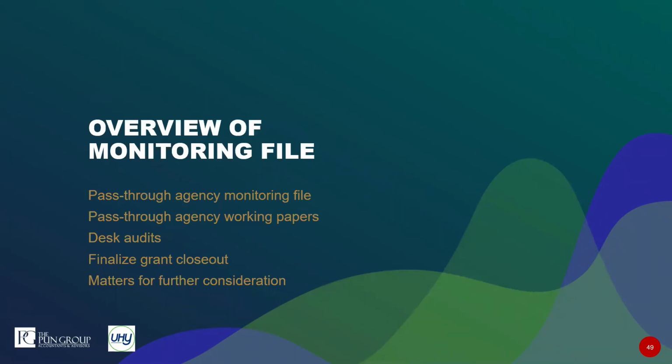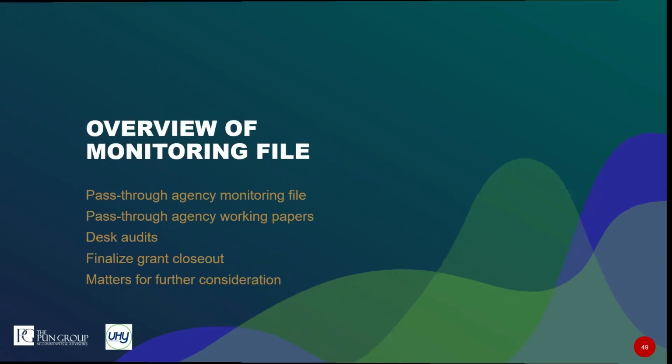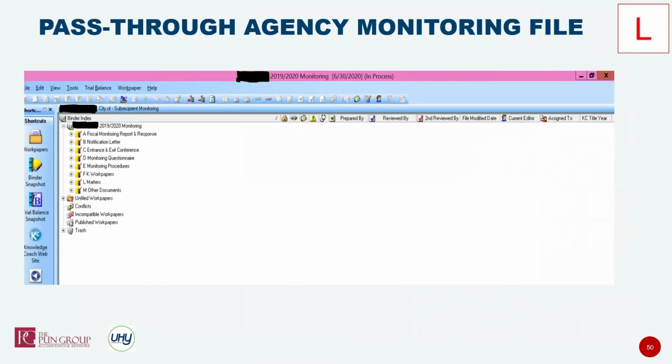We'll talk a little bit about desk audits, finalizing the grant and closeout, and then any matters for further consideration as part of that monitoring file. All of our working papers are electronic when we are working on monitoring a specific agency. And so this is our overview. We're hired as a city monitorer, and we're monitoring subrecipients, which typically are either other non-federal entities, including not-for-profit. So you can see our file is set up this way.